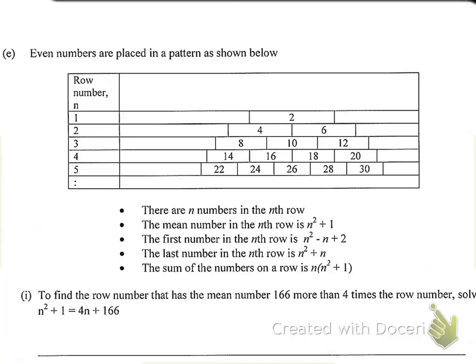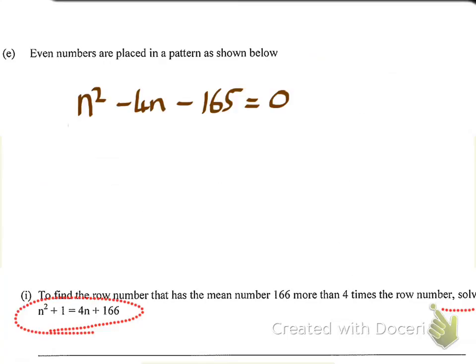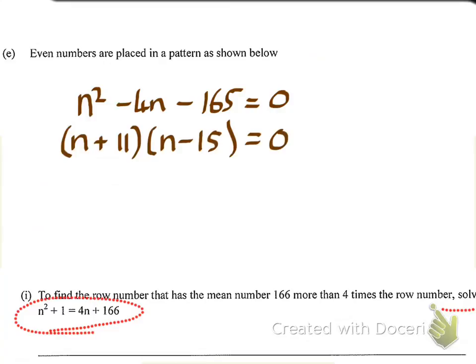This question looks really nasty, but if you get down to here, it just tells you to solve this equation. So let's do that first. So first of all, I put everything on the left hand side, and then I can factorize it, or use your solver equation on the calculator, or quadratic formula. And we can see that n equals 15 or negative 11. We're not going to have a negative row, so it's just the 15th row.